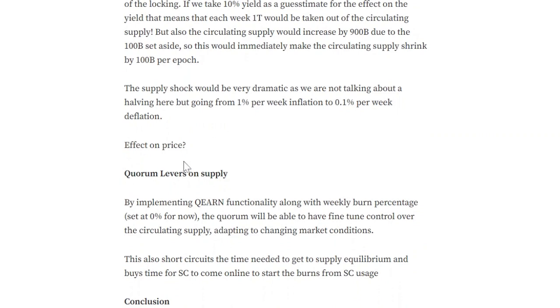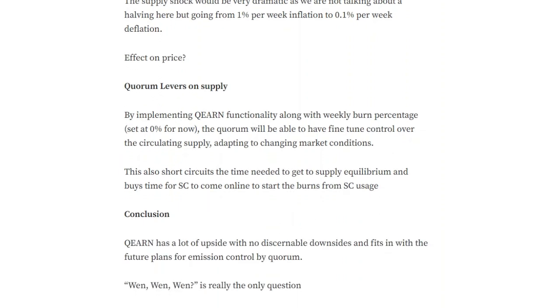So Quorum, but basically what they're getting at is that people locking up their Qubic is going to reduce the circulating supply, which should increase the price of Qubic. So it's an interesting experiment anyway. Quorum levers and supply. By implementing Qearn functionality along with weekly burn percentage set at 0% for now, Quorum will be able to have fine-tuned control over the circulating supply, adapting to changing market conditions. This also short-circuits the time needed to get the supply equilibrium and buys time for the smart contract to come online to start the first burns from smart contract usage.